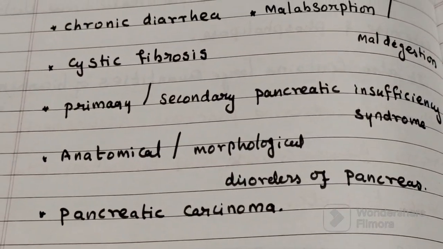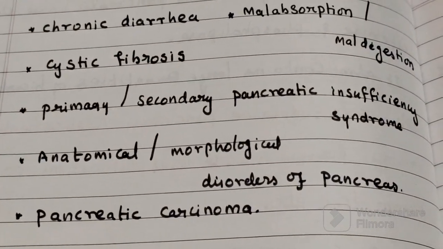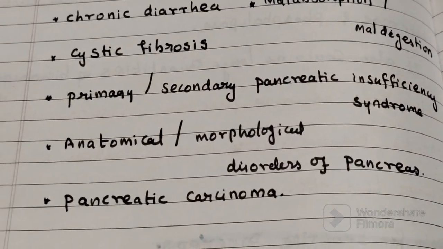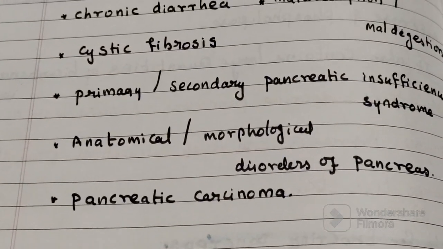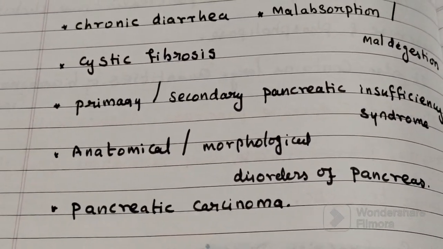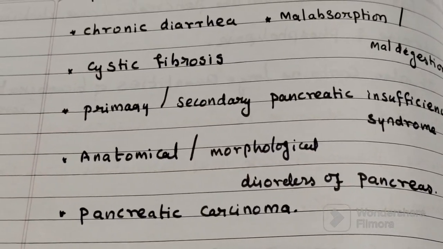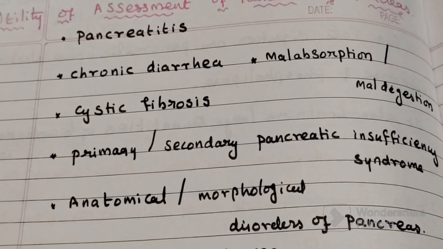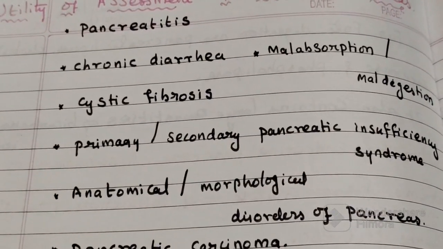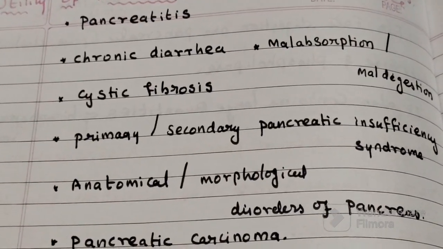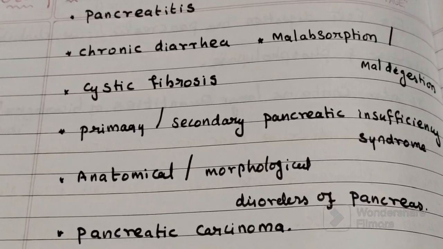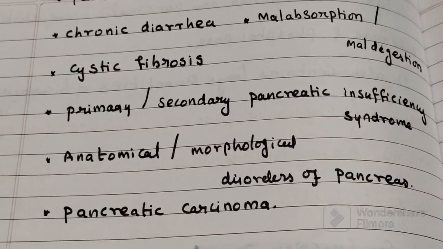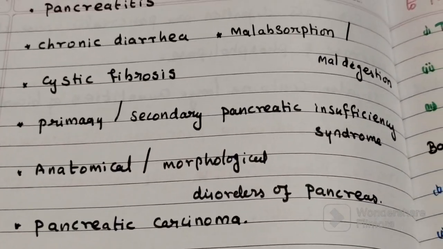Then anatomical or morphological disorder of the pancreas, inborn errors of metabolism, and pancreatic carcinoma. These are the cases or conditions where we need to assess pancreatic function: pancreatitis, chronic diarrhea, malabsorption and maldigestion, cystic fibrosis, primary and secondary pancreatic insufficiency syndrome, anatomical or morphological disorder, and pancreatic carcinoma.